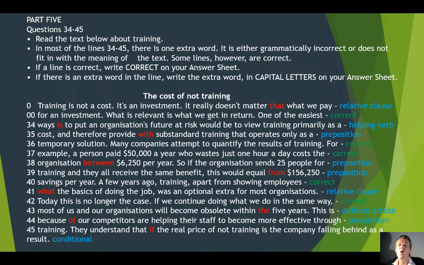And 44, we have because of. Now, when we say because of, it has to be followed by a noun clause, which means no verb. And if you look at the sentence, we have are helping, which is a verb, so we cannot use of. So therefore, of is wrong.